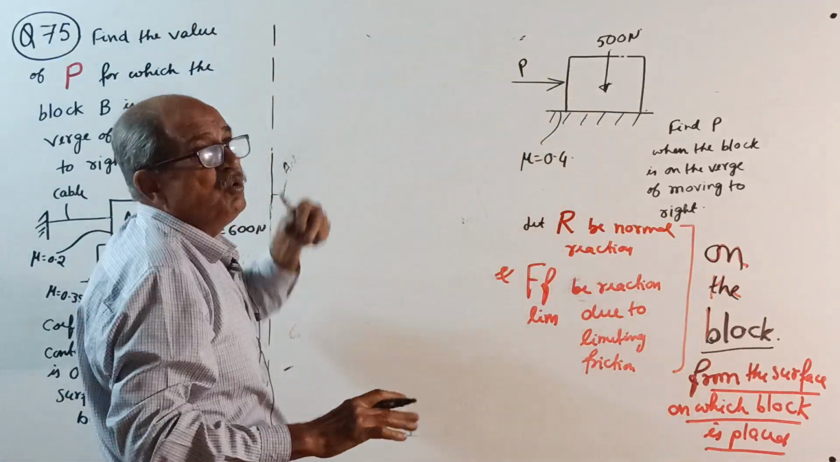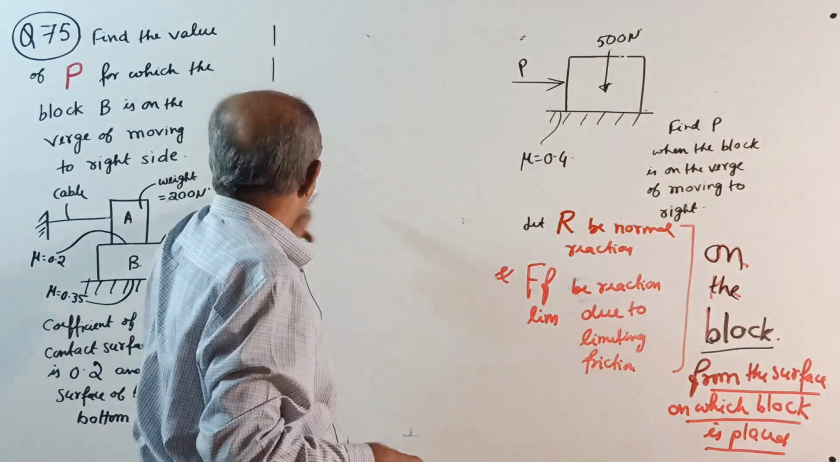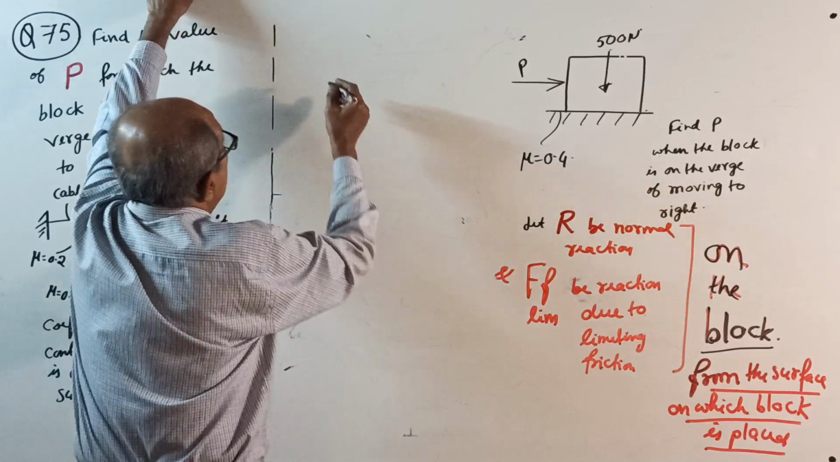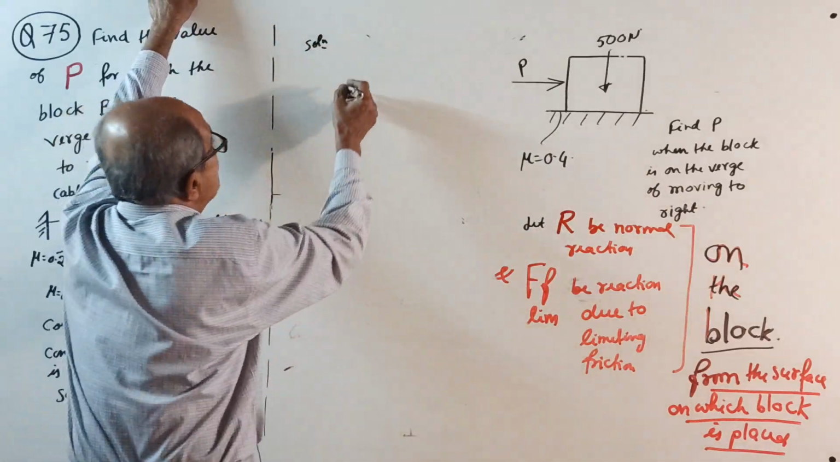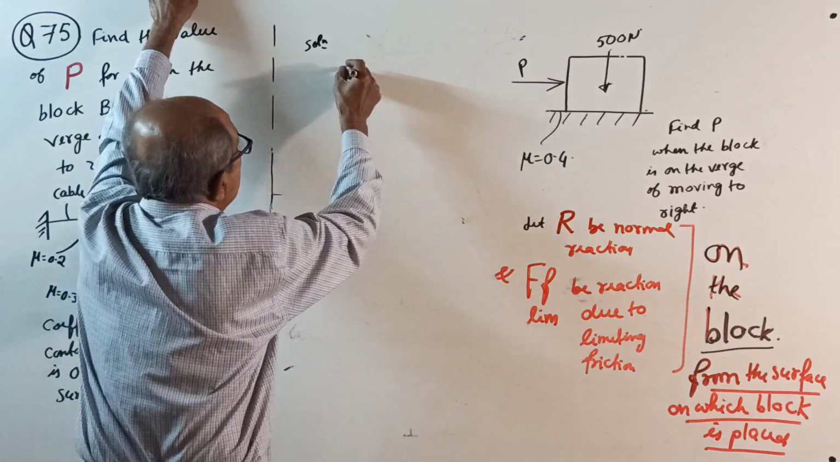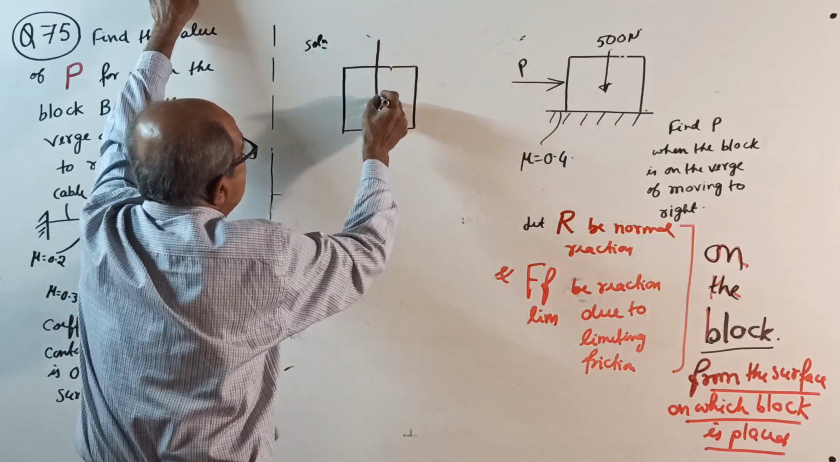Actually, there is no question number here. It is an example you require for understanding something. I will do one thing now. I will write the solution. How to start the solution? Consider the equilibrium of the block. Its weight is acting 500 Newton downward.